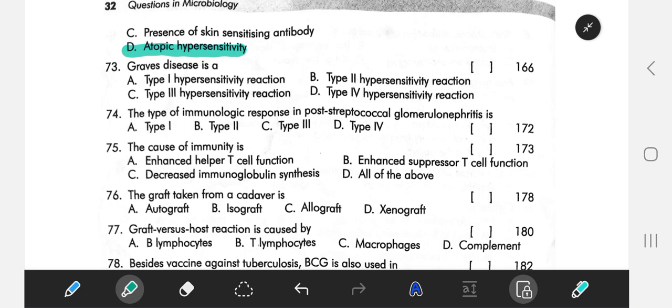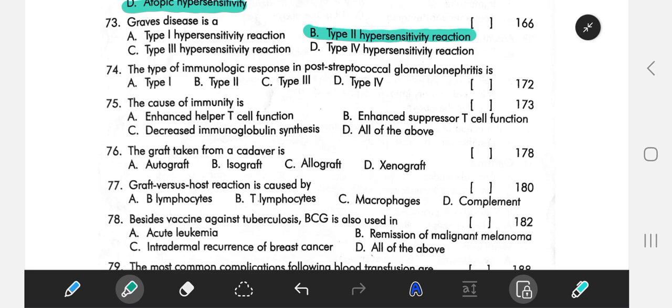Question number 73. Graves' disease is a option A, type 1 hypersensitivity reaction, B, type 2 hypersensitivity reaction, C, type 3 hypersensitivity reaction, D, type 4 hypersensitivity reaction. Graves' disease is type 2 hypersensitivity reaction.